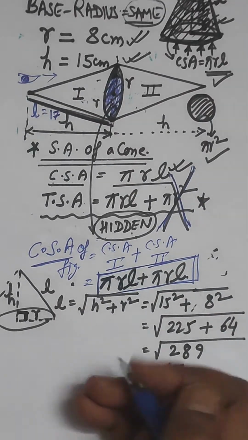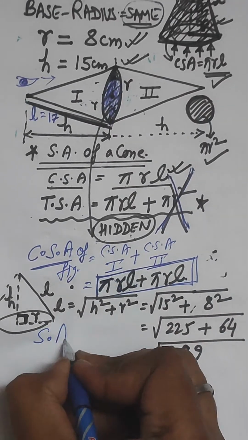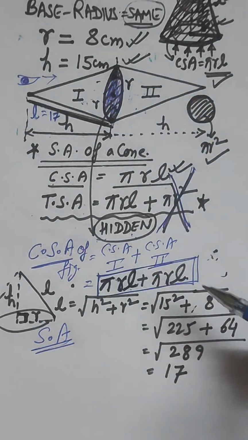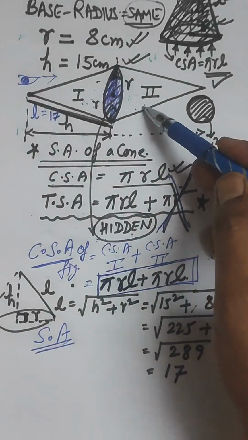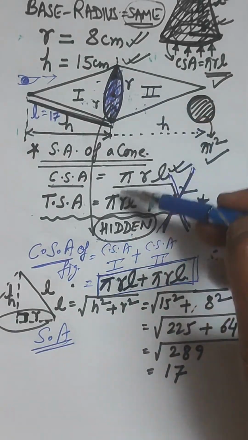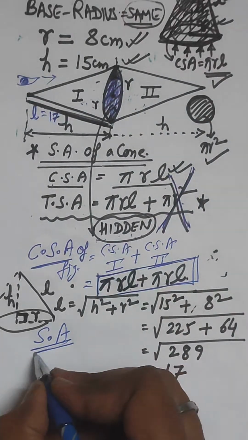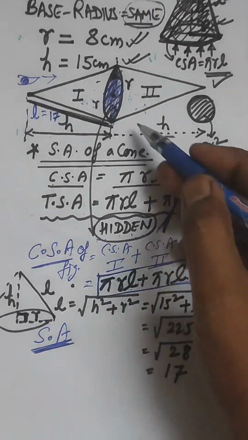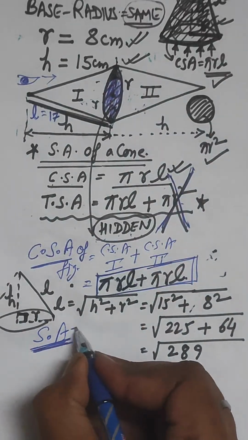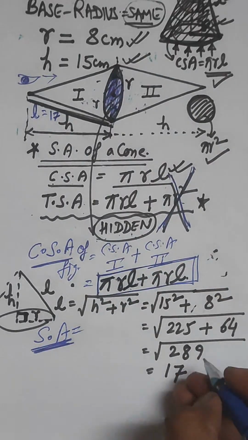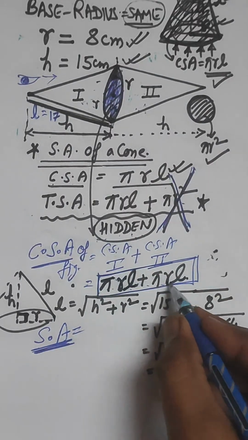What is the surface area? Total surface area. The total surface area will be curved surface area of these two cones, because this is the base which is hidden. That's why we have not considered this pi r square. Always mind it, right? So that's why the surface area of this figure, that means curved surface area of 1 plus curved surface area of 2, that is pi rl plus pi rl.